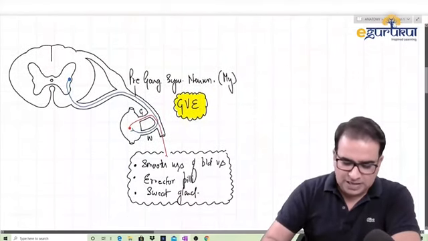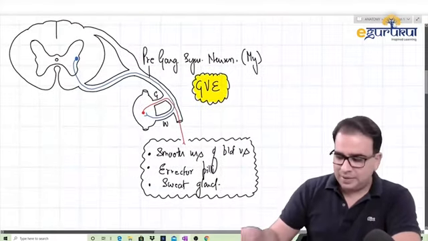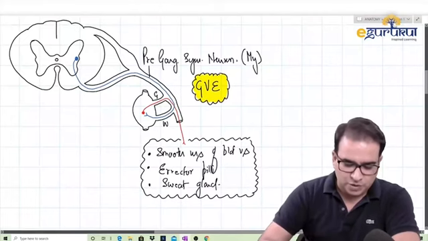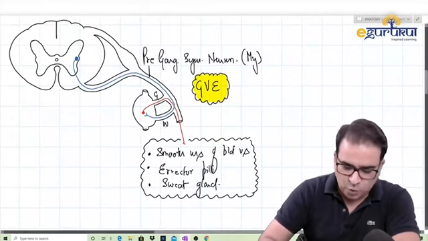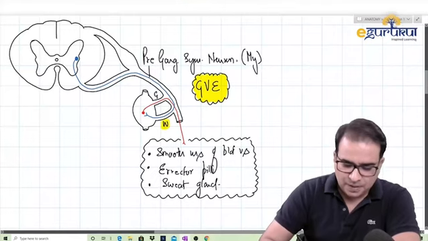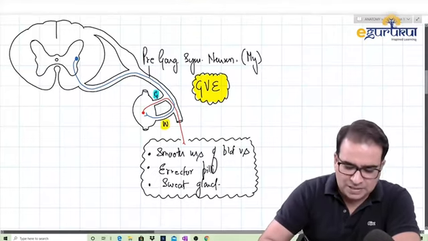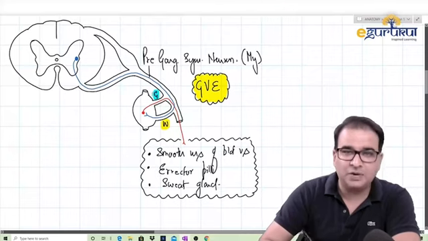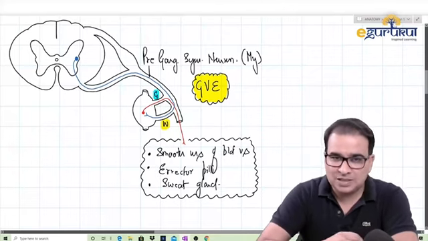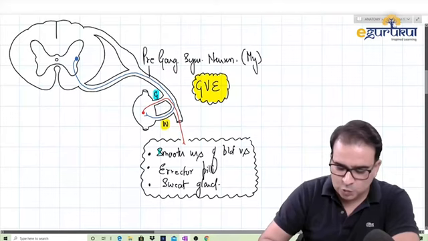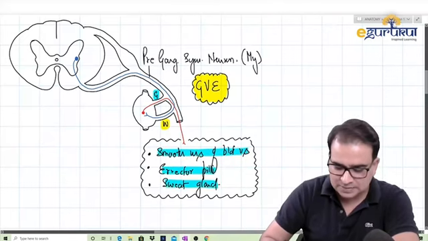The first possible scenario that we saw here was that the fibers come out of this ventral root and enter into the sympathetic chain through which one? Through the white ramus communicans, relay in the sympathetic chain, and non-myelinated post-ganglionic sympathetic neurons come out of the gray ramus communicans, use the same spinal nerve, and ultimately go to supply the smooth muscles of the blood vessel, erector pili muscle, or the sweat glands.